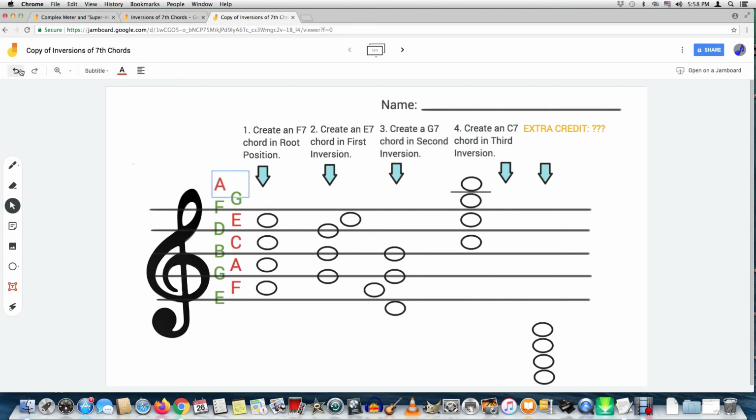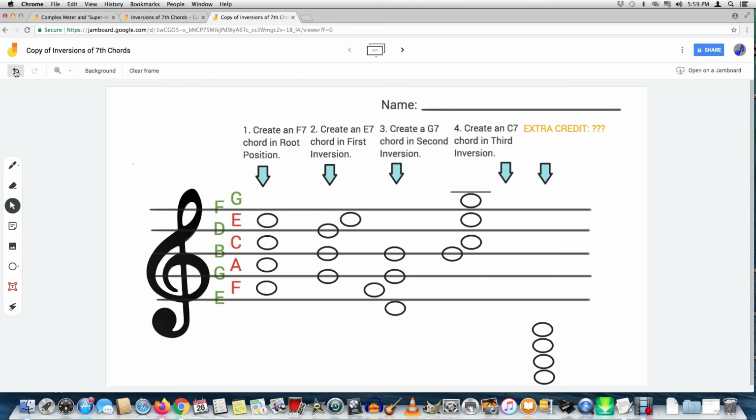So now we need to put this in third inversion. Third inversion involves a second on the bottom, a third in the middle, and a third on top. Well, I see an easy fix already. What if I moved this high B, way above the staff, back down to the middle? What I just did was I created a second on the bottom without touching any of the other notes, and I'm still using the letters that I need to be using.